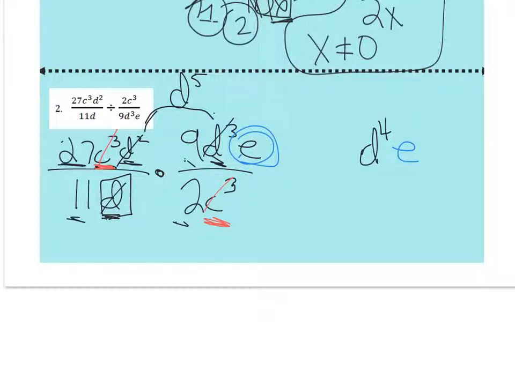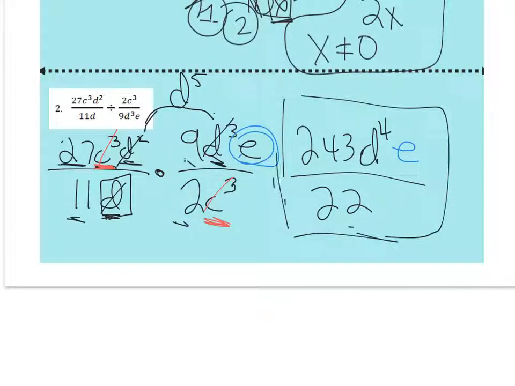Now back to the numbers. 27 times 9 is going to give me 243. On the bottom, 2 times 11 is going to give me 22, and I've got nothing else left in the bottom. So that's as simplified as I can make it. For this one, there are no excluded values. D and e can be whatever they want.